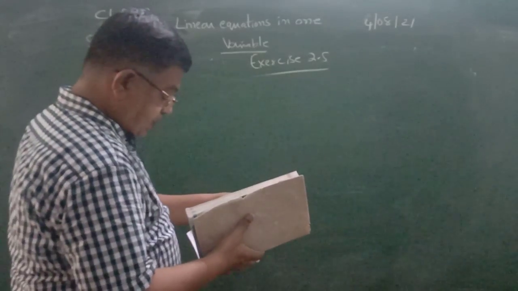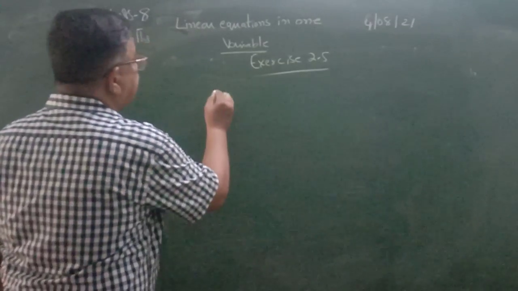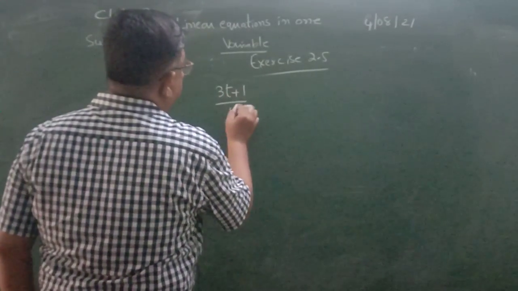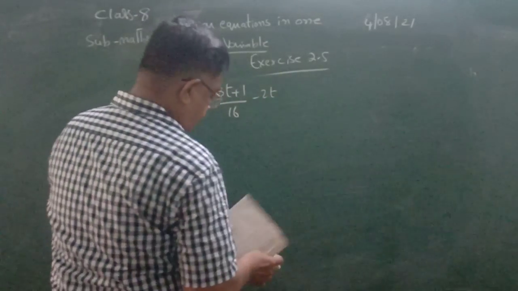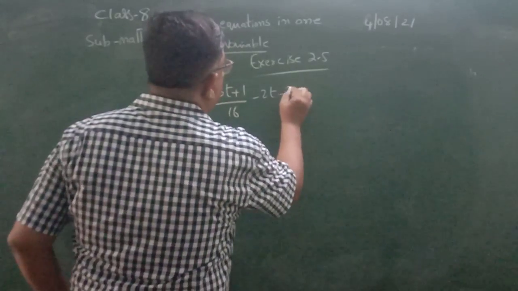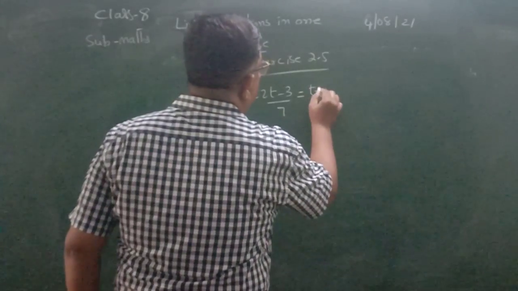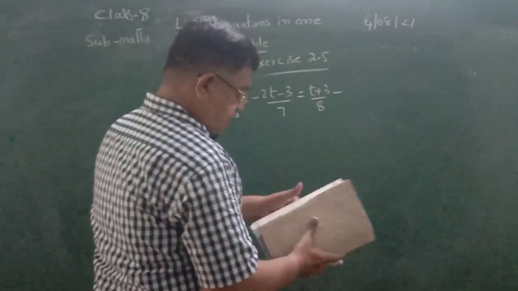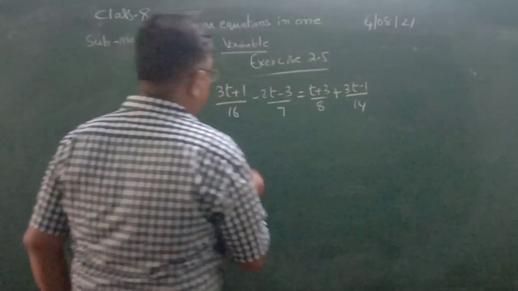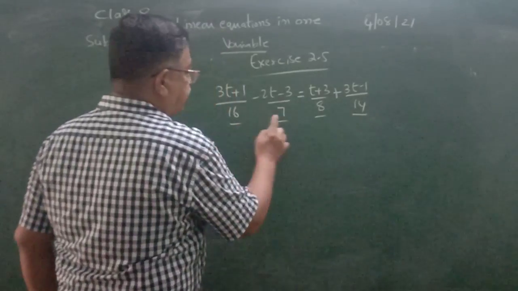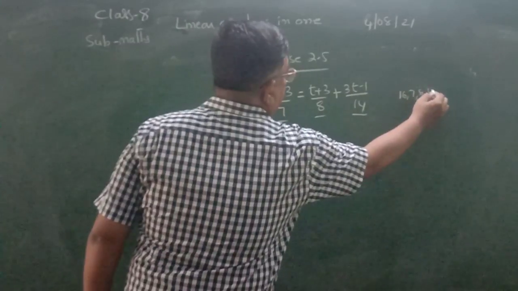Next I am doing the 12th problem. You try the 11th one as homework. Solve (3t plus 1) by 16 minus (2t minus 3) by 7 is equal to (t plus 3) by 8 plus (3t minus 1) by 14. What are the denominators? 16, 7, 8, 14. For all these you want to find the LCM of 16, 7, 8, 14.